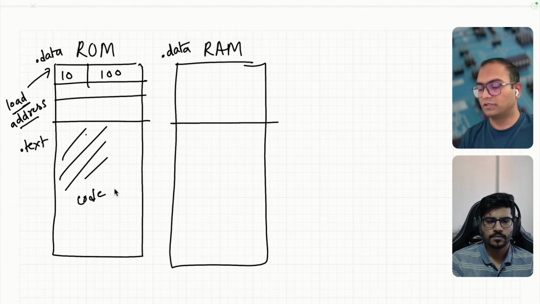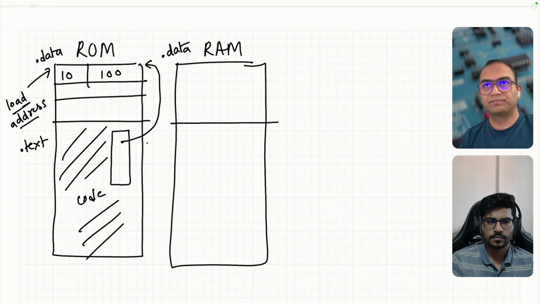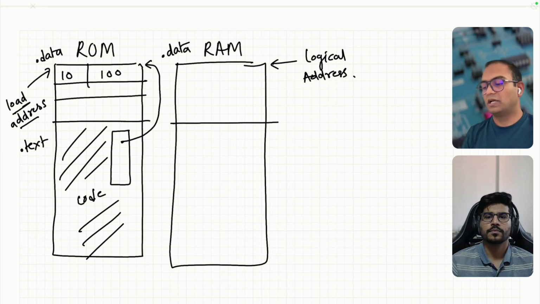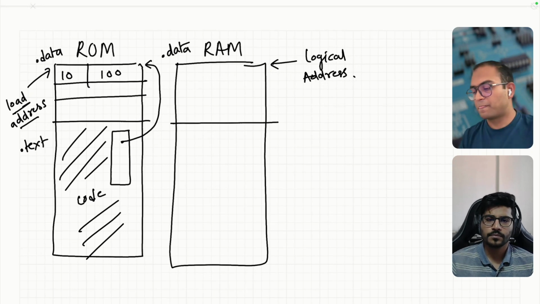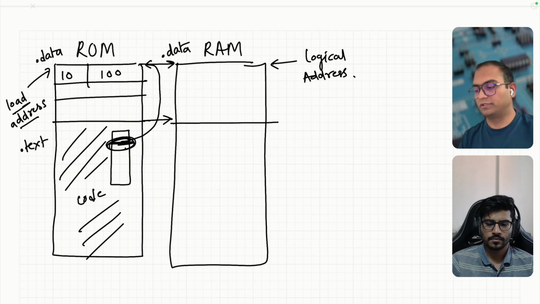The code goes here, and there will be some part of the code, the initialization part, which will say, take the data section from the load addresses and transfer it into something called the logical addresses. So the RAM region is called the logical address region, and the ROM region is the load address region. So the data section will then be copied over from the ROM to the RAM by some part of code, load region to logical region.